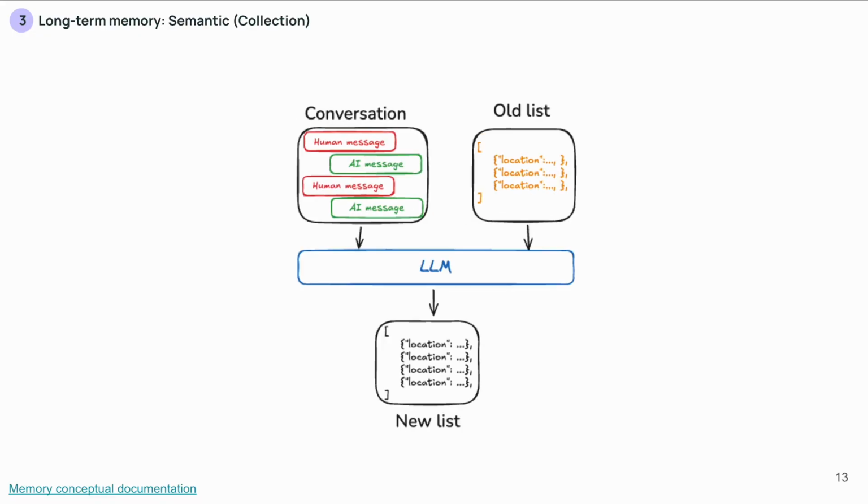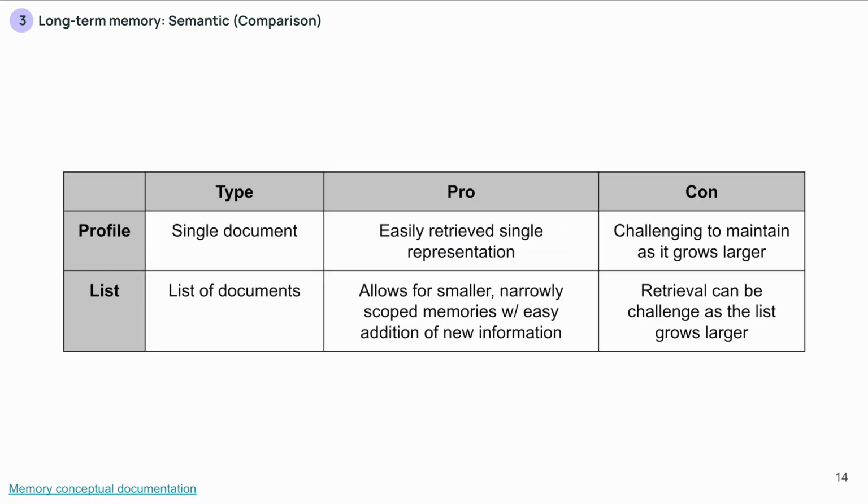Alternatively, semantic information can be stored in what we might consider a collection. In the app we talked about, for example, a collection is my to-do list. The collection has a bunch of different to-dos, and I want the ability to add to it and to edit existing items in the list. The mechanism is basically the same: you can take a conversation and an old list, pass both to an LLM, and update to create a new list. But this is a slightly different way to think about semantic long-term memory.